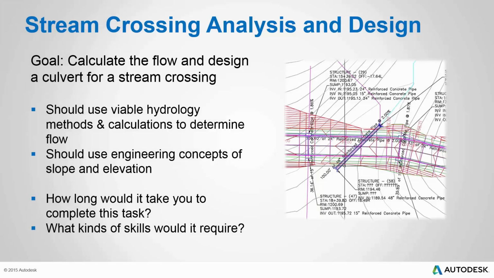Let's take a look now at stream crossing analysis and design. The goal here is that we're early in the project and we want to calculate the flow and design a culvert for a stream crossing. Now we want something that's more than just a pretty picture. We want to use viable hydrology methods and calculations to determine the flow, and then use engineering concepts of slope and elevation to actually position the culvert in the model.